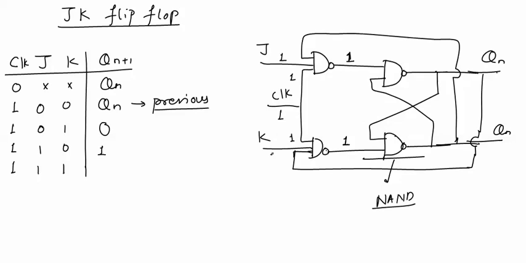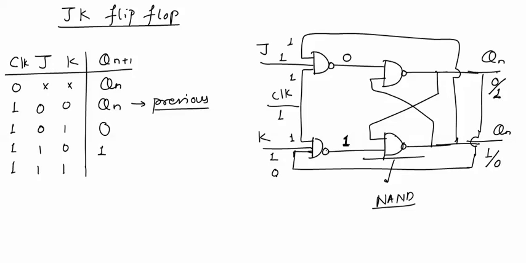If both J and K are at logic 1, again we will assume the previous output as 0 1. This 1 will go in feedback here, this 0 will go in feedback here. All the inputs are at logic 1, so output will be logic 0. One input is at logic 0, so output will be at logic 1. So for the NAND latch, if inputs are 0 1, output will be 1 0. Meaning it is altering the output.